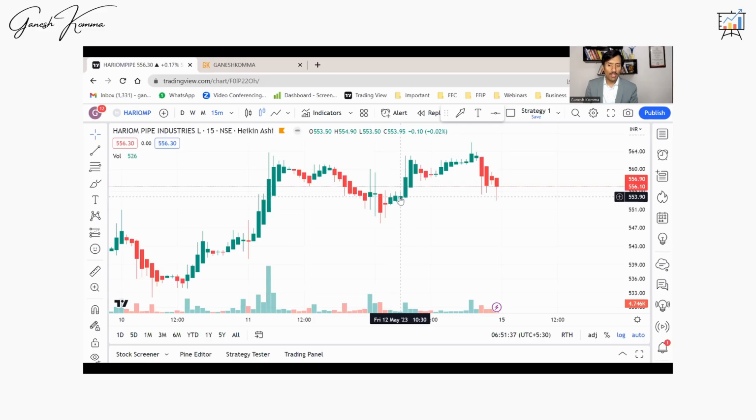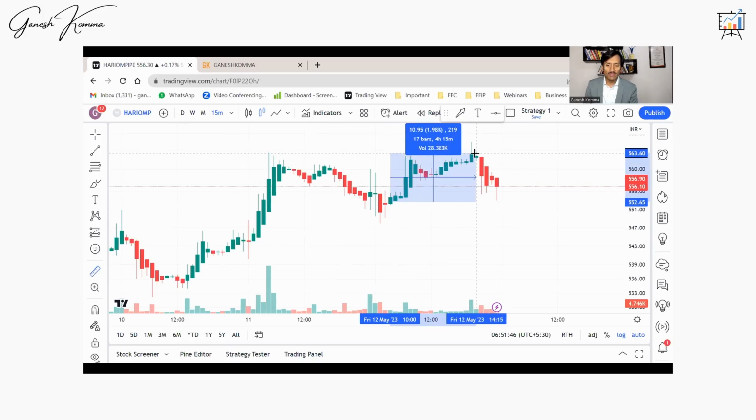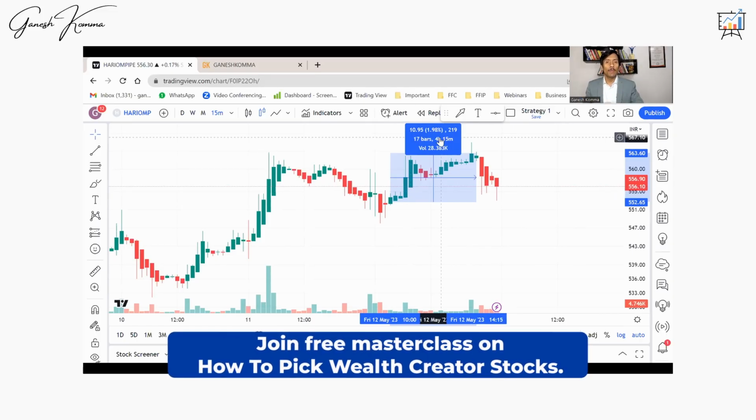So yes, from 10 o'clock to almost around 2:15, how much is the points move? From around 552 rupees to almost 563 levels. 1.98%, meaning around 2% in just 10 o'clock to 2 o'clock. Just an intraday trade, it gave you 2% profit.